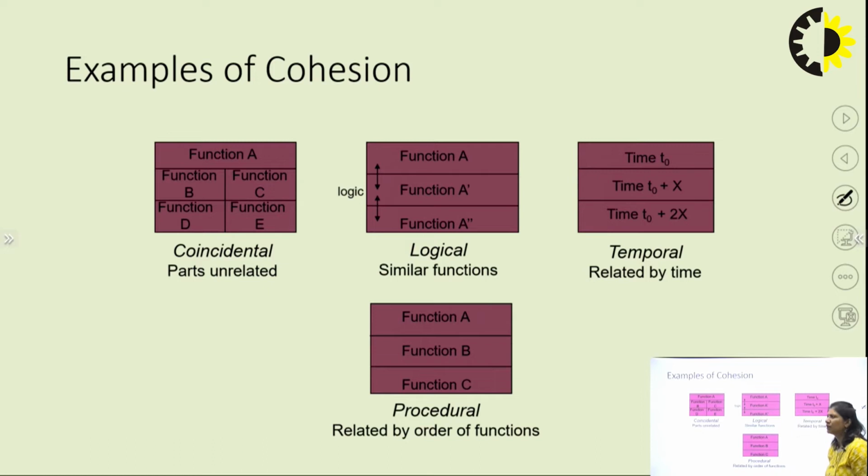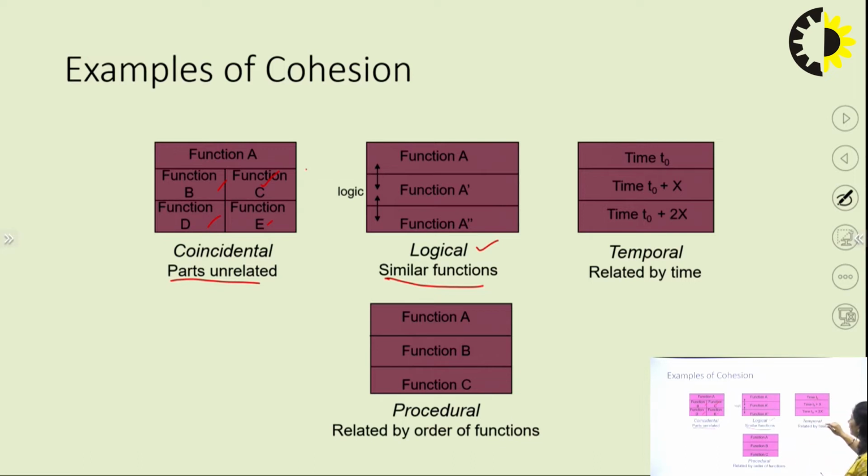Let us understand with these examples. If I am saying coincidental, that means the parts are unrelated. Say this is one module, it has function A, function B, function C, D and E, and all these parts are there. All these are coincidental, they are not related. So this kind of cohesion is an example of coincidental. Then logical: function A dash and function A double dash. Function A and function A dash are similar functions by logic. Then function A and A double dash are again similar functions with some logic.